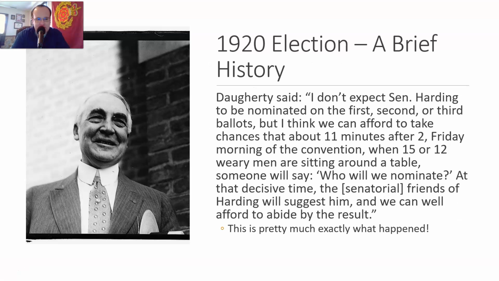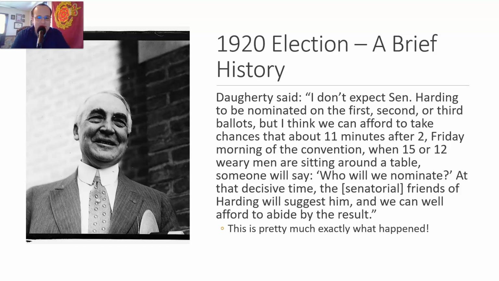So Daugherty said, and this is then Senator Harding, "I don't expect Senator Harding to be nominated on the first, second, or third ballots, but I think we can afford to take chances that about 11 minutes after 2, Friday morning of the convention, when 15 or 12 weary men are sitting around a table, someone will say, 'Who will we nominate?' At that decisive time, the senatorial friends of Harding will suggest him, and we can well afford to abide by the result." And this was a very prescient statement. This was almost to the T what ended up happening.